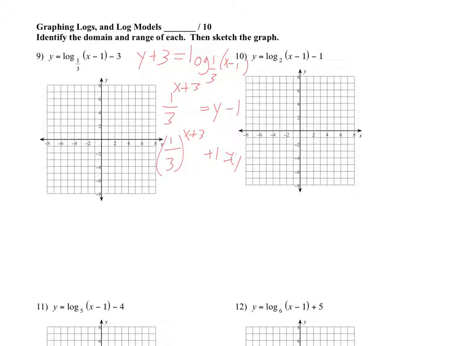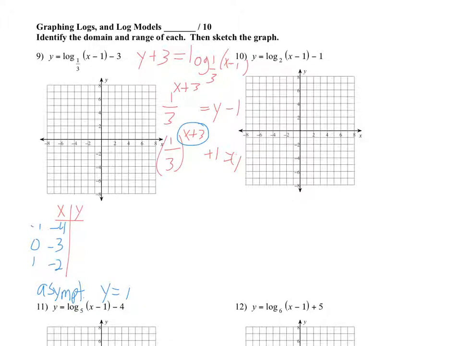I'm going to plug in some numbers for x. I'm also going to identify my asymptote is y equals 1. And the numbers I'm going to plug in are going to make the exponent negative 1, 0, and 1. Okay, to make this exponent negative 1, we've got to have negative 4. To make it 0, we've got to have negative 3. And to make it 1, we've got to have negative 2.